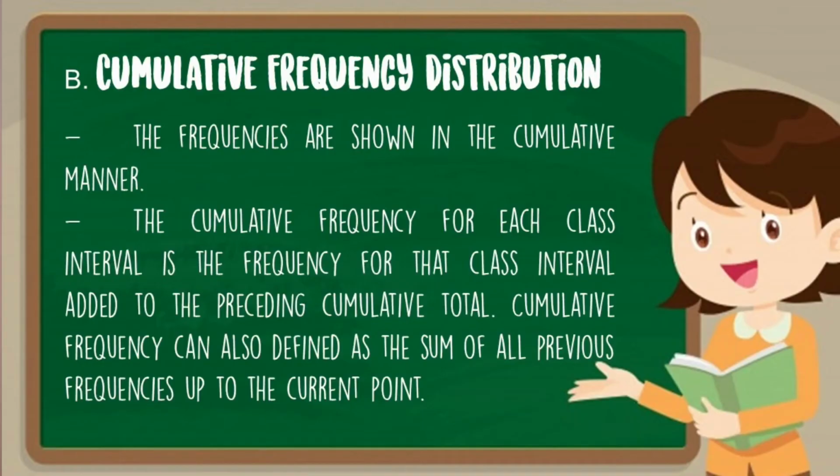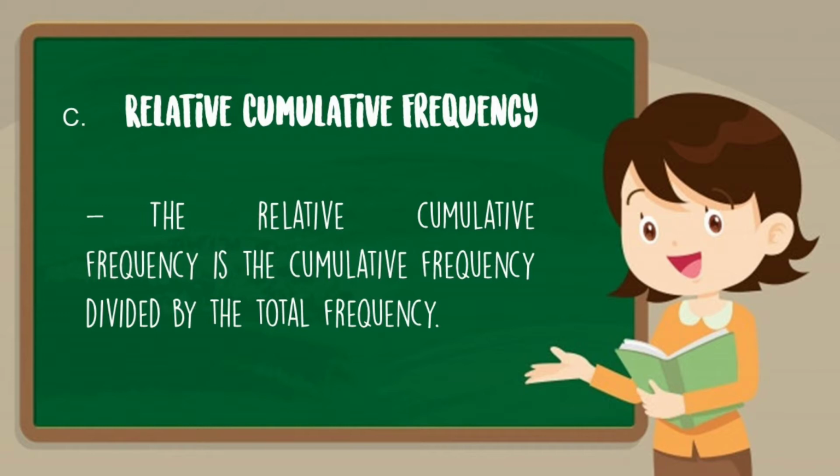Next, number 2, we have the cumulative frequency distribution. The frequencies are shown in the cumulative manner. The cumulative frequency for each class interval is the frequency for that class interval added to the preceding cumulative total. Cumulative frequency can also be defined as the sum of all the previous frequencies up to the current point. Now, how about the relative cumulative frequency? The relative cumulative frequency is the cumulative frequency divided by the total frequency.